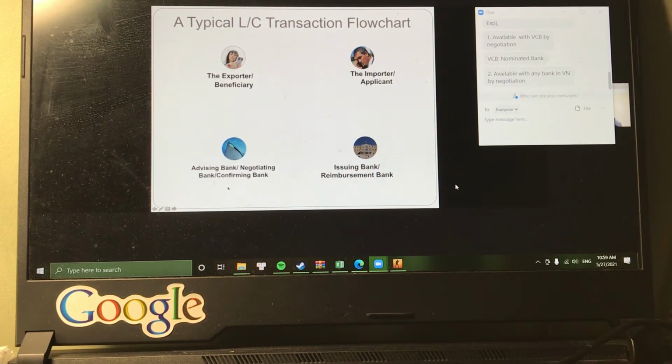Step before we study the transaction, I mean all the steps, I explain a little bit about the parties to the LC transaction.